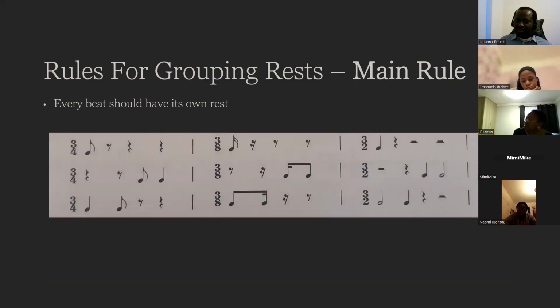Now look at this, for example. I said every beat must have its own rest. Look at this. Okay, this is 3-4, am I right? 3-4 means 3 crotchets, okay? So what is the standard beat there? I want somebody to talk. That's why I want response. That's why I said we should be on our video so that I can get response. I'm not just talking to an empty class. What's the standard beat?